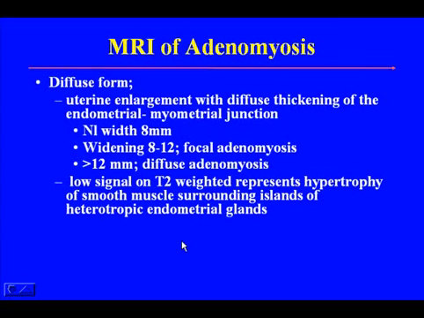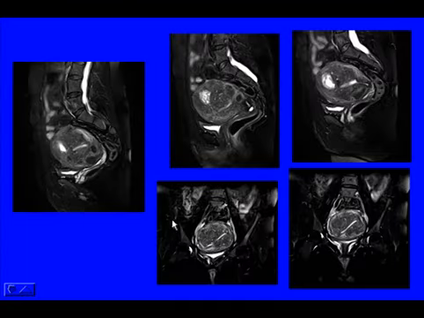Low signal on T2 weighted represents the hypertrophy of the smooth muscle surrounding islands of heterotopic endometrial glands. And here's a nice example of adenomyosis on this MRI. We can see that the myometrium is very heterogeneous. The anterior wall is much thicker than the posterior wall, and the endomyometrial junction is thick. You cannot see the anterior part of the endomyometrial junction here.